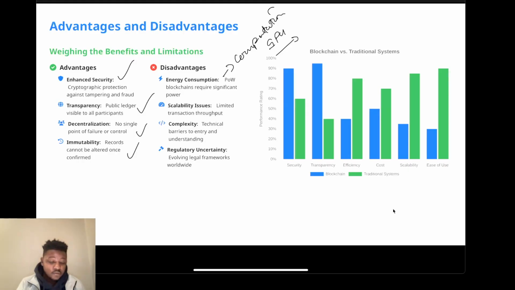Scalability issues. This was with Bitcoin, but this problem has been solved in other blockchains and other layers of blockchains. Complexity. It is very difficult to explain to an ordinary person. Usually, people associate blockchain with cryptocurrency, which has been used to scam people, and now it is even difficult to sell blockchain.